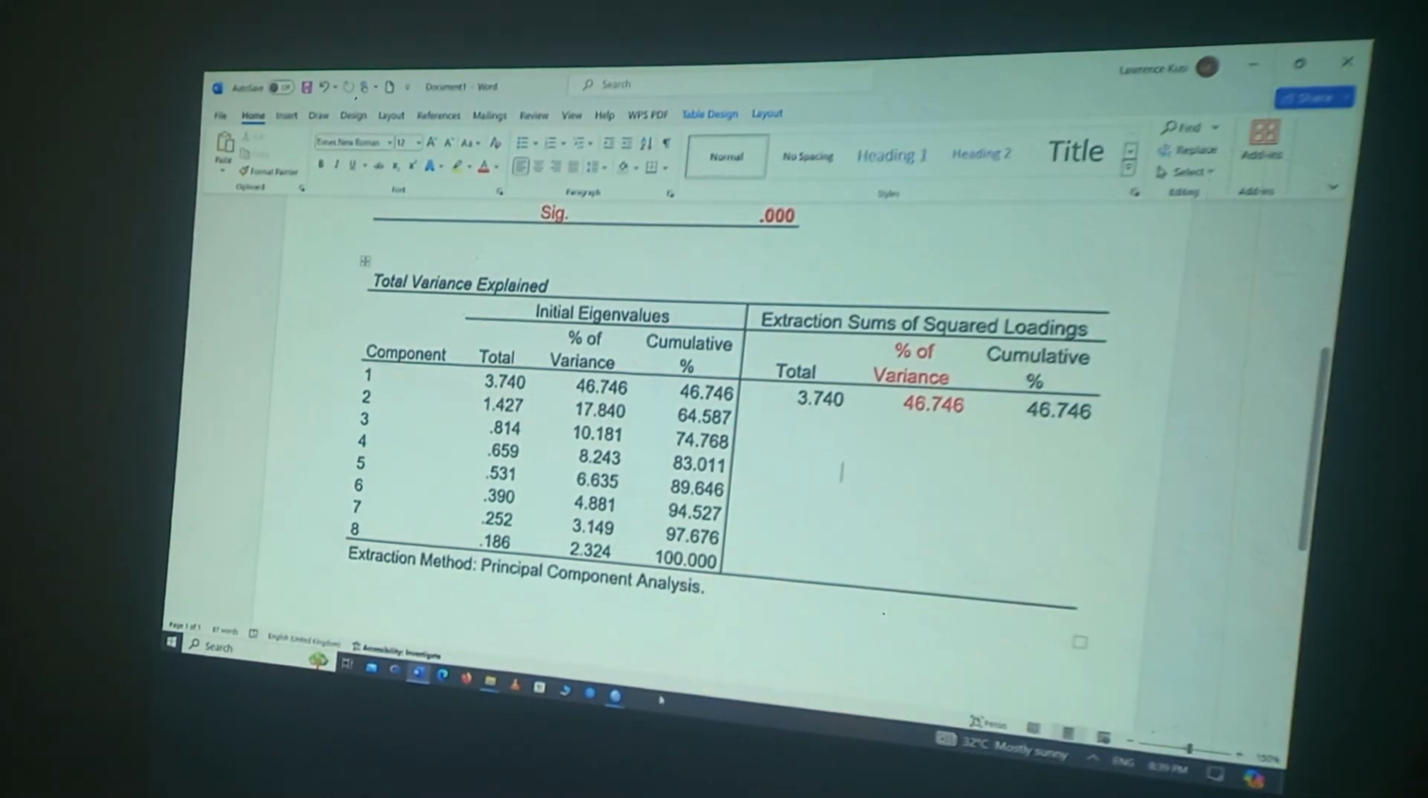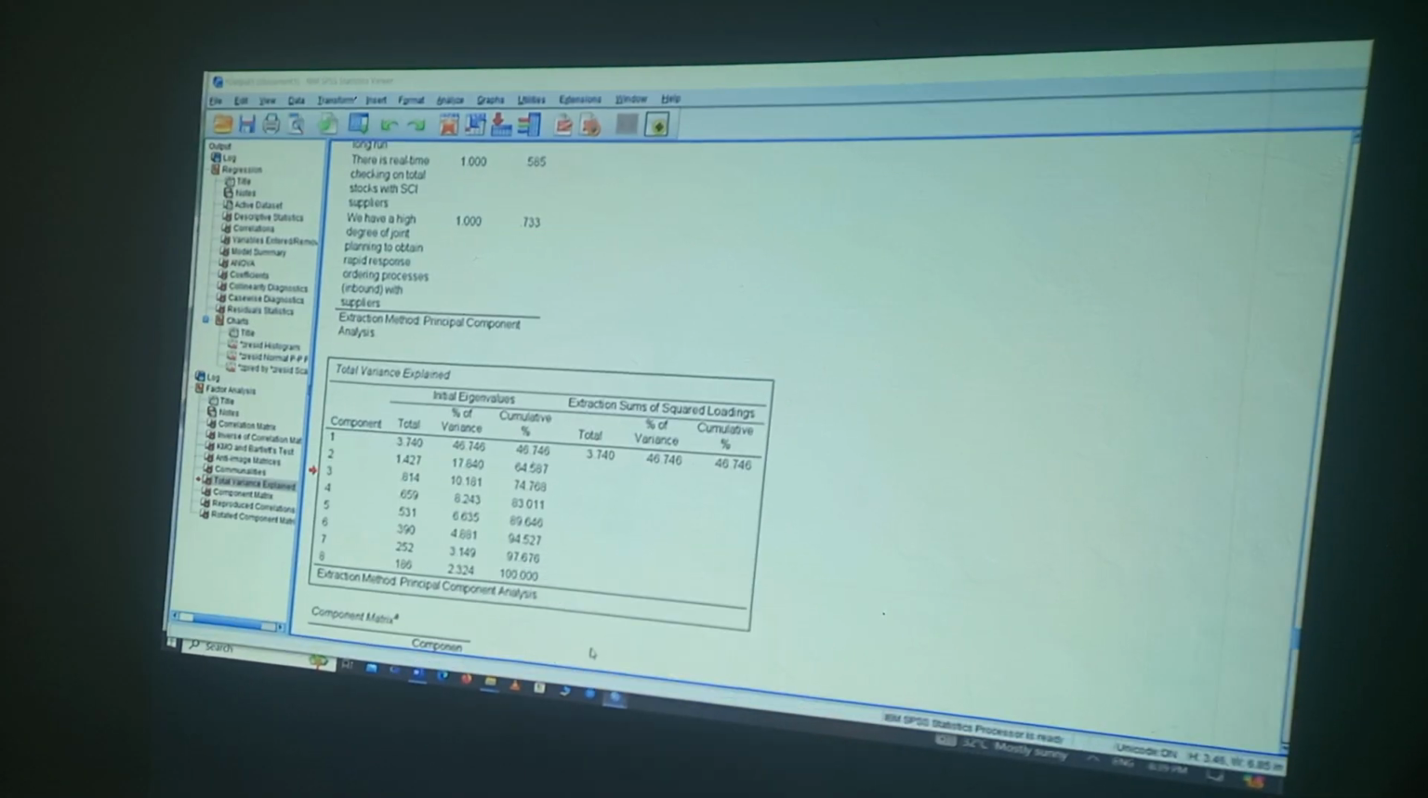Okay, now let's go to our main focus. Now that we have tested the assumptions, the threat of common method bias assumption has been tested.